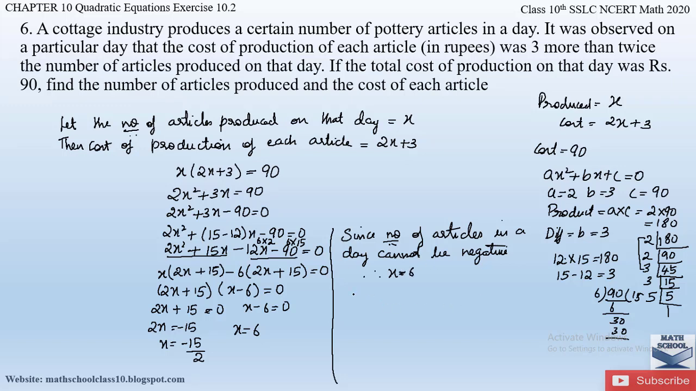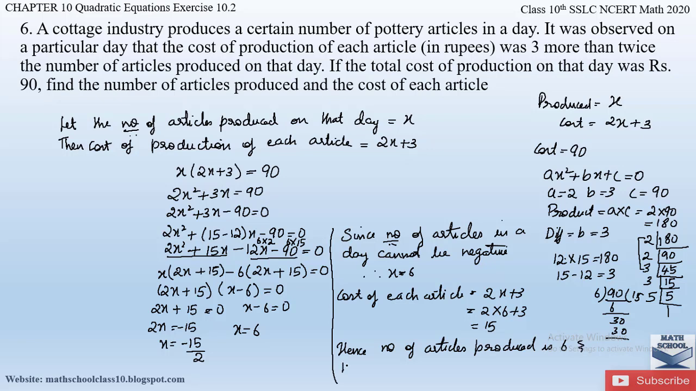Therefore, cost of each article is what here? 2x plus 3. So let us substitute the x value. So we will get 2 into 6 plus 3, that is 6 2s are 12 plus 3, it is 15. Therefore, the cost of each article is 15 rupees. Hence, the number of articles produced is 6 and the cost of each article is rupees 15.